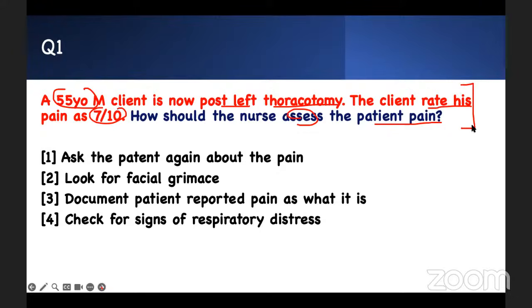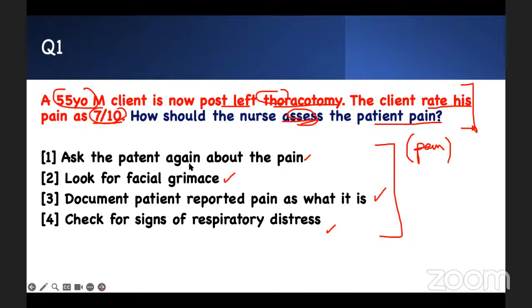This question is asking you a specific question. You have to break it down. The options: ask the patient again about their pain, check for facial grimace, document whatever they told you, or check for signs of respiratory distress. What exactly is the question asking you? The patient had big surgery and rates the pain 7 out of 10. How should the nurse assess the patient's pain? The key in answering this question is, what is the definition of pain?